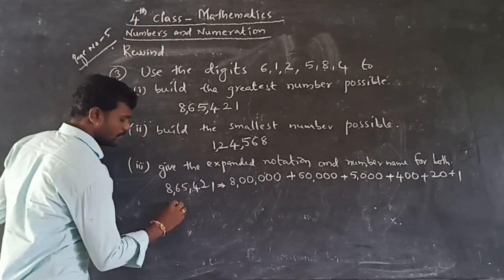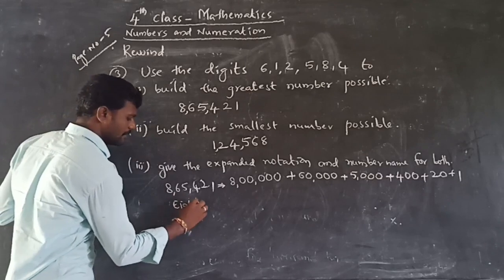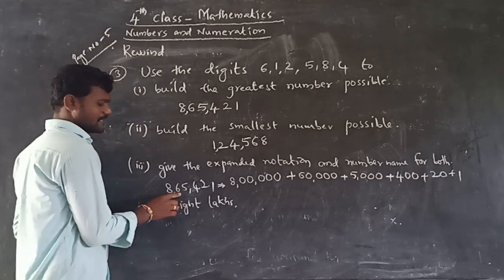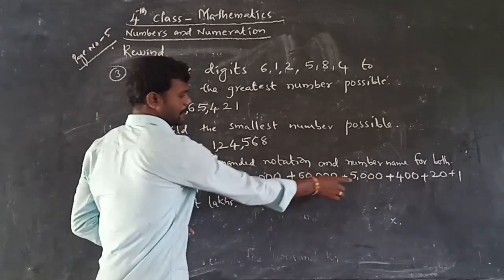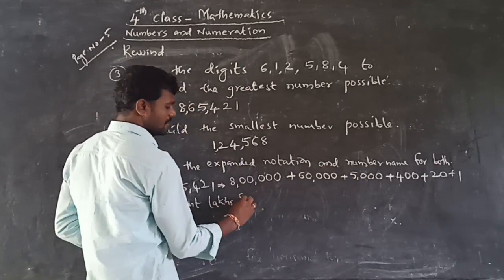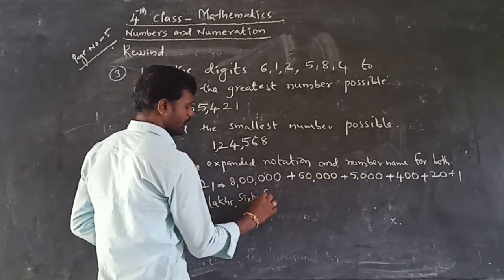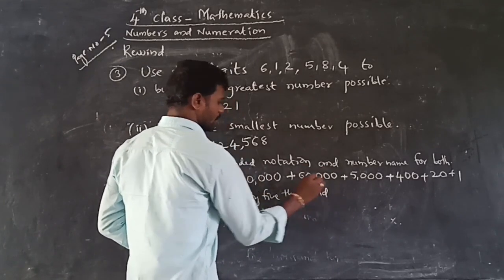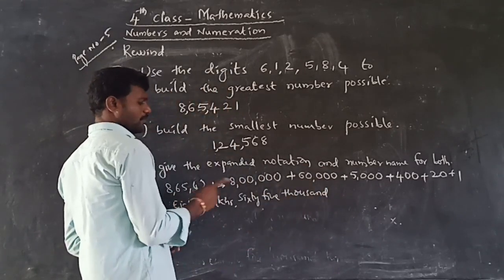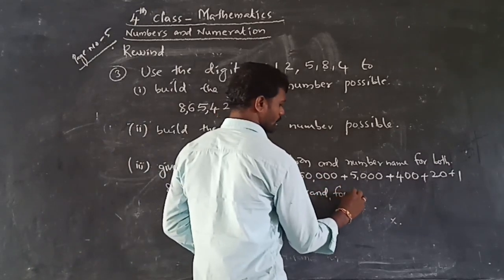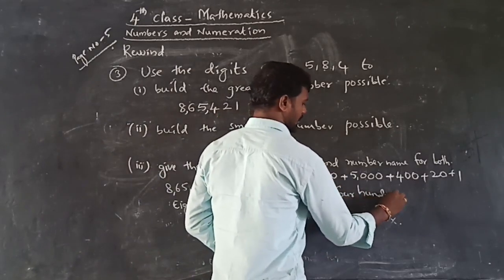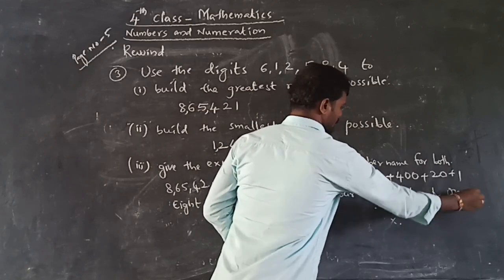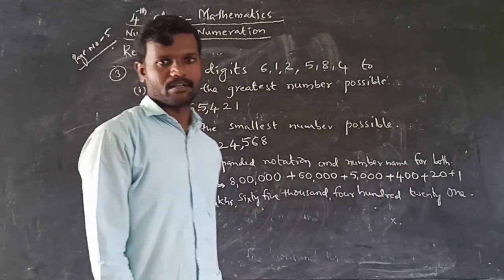Okay, how can you write the number name for this? 8 is in lakhs place, so 8 lakhs. 60 thousand and 5 thousand, both are thousands. 60 thousand plus 5 thousand, total how much? 65 thousand. Okay, after thousands what are hundreds? 400, 421. Okay, it is the number.